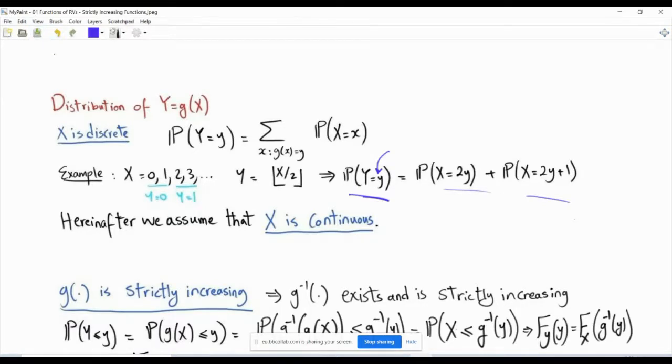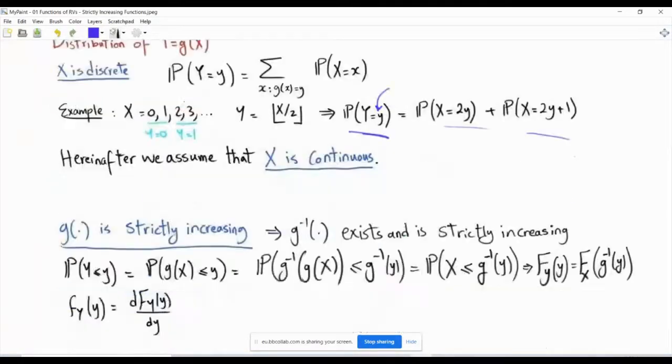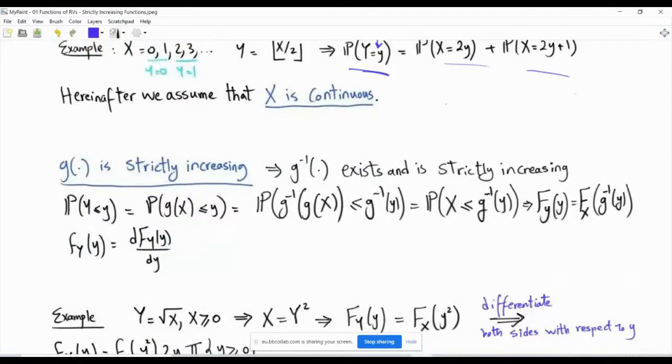Okay, what if X is continuous? Now, there are so many functions that you can define between X and Y, so let's talk about cases. What if the function g is a strictly increasing function? Basically, this is Y and this is X, and suppose that the function between Y and X is strictly increasing. Then the function is invertible. The inverse of the function exists, and the inverse itself is strictly increasing, as we know from calculus.